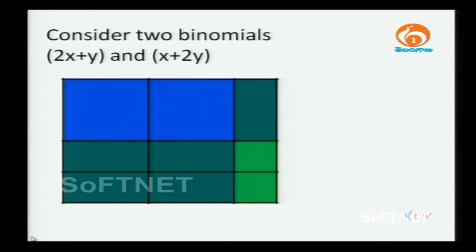Likewise, if we observe the rectangles, each one is of area xy square units. We have 5 such rectangles. So, its area is 5xy. And finally, the small square of side y units, and we have 2 such small squares. So, its area is 2y square. So, easily we can observe that the product of 2x plus y and x plus 2y is 2x square plus 5xy plus 2y square.